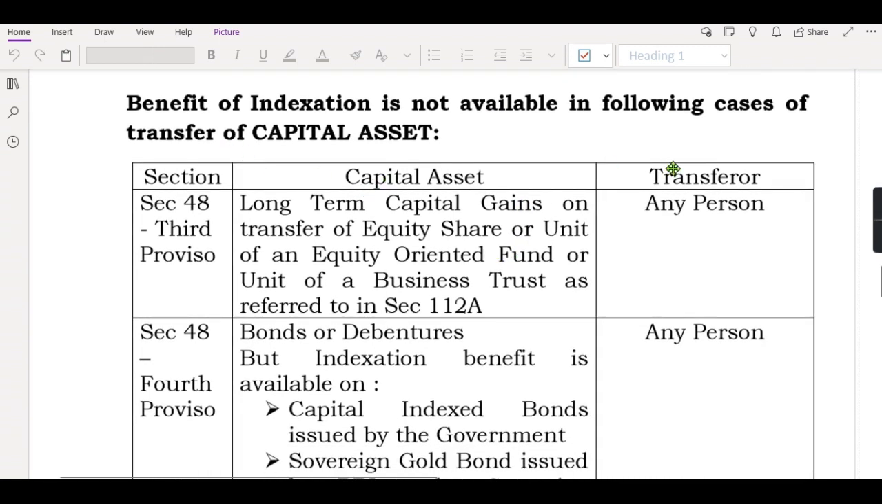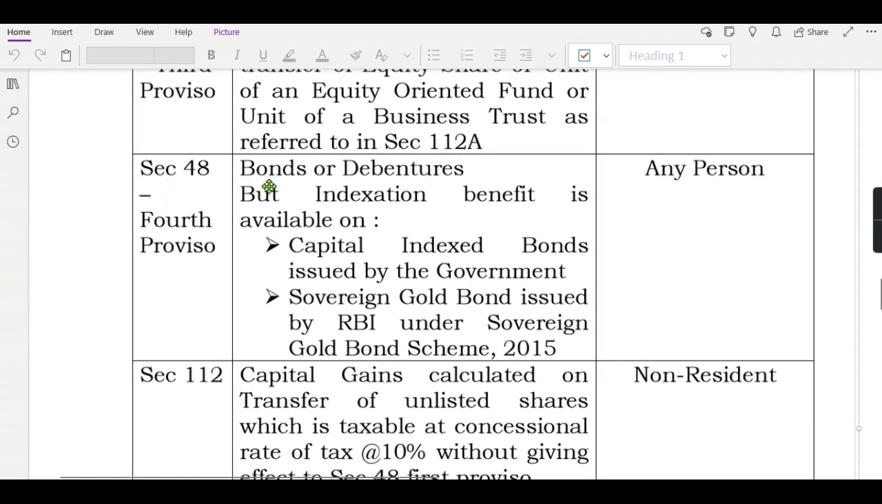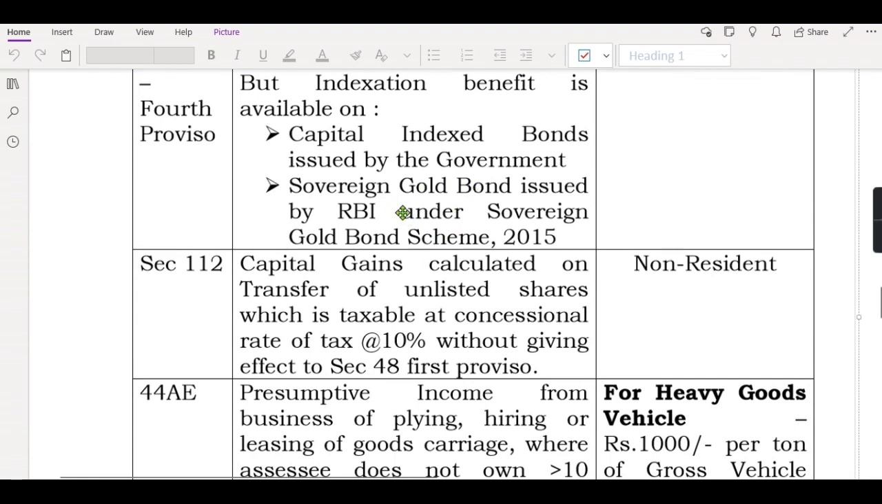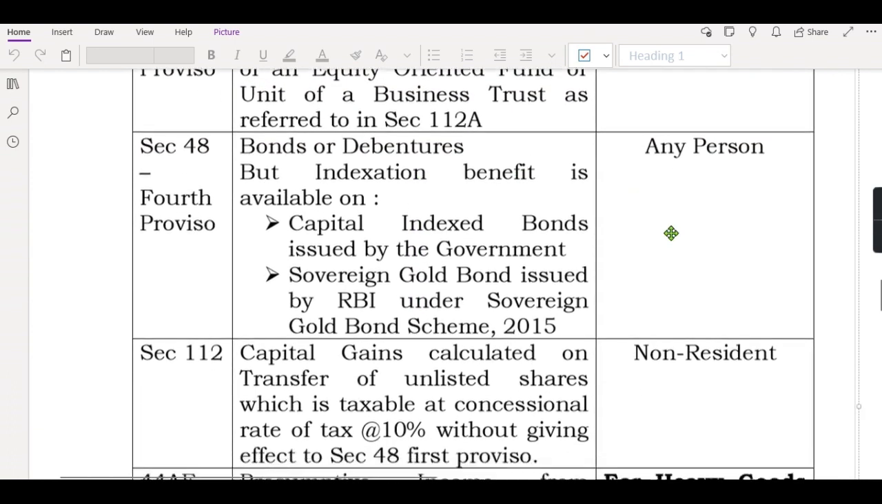Section, capital asset, transferor. Section 48, third proviso: long-term capital gains on transfer of equity share or unit of an equity-oriented fund or unit of a business trust as referred to in section 112A. Transferor is any person. Section 48, fourth proviso: bonds and debenture. But indexation benefit is available on capital indexed bonds issued by the government, and sovereign gold bond issued by RBI under Sovereign Gold Bond Scheme 2015. Transferor is any person.